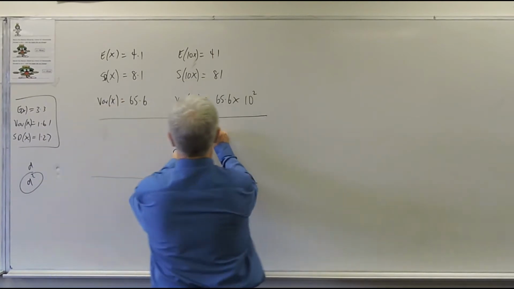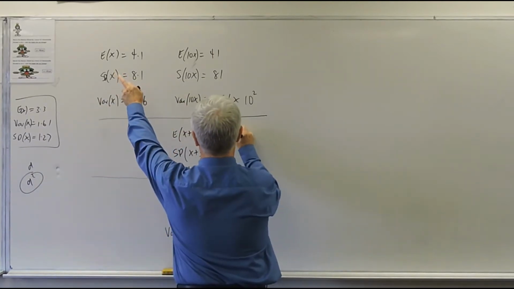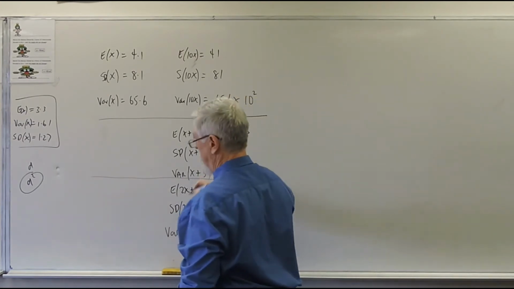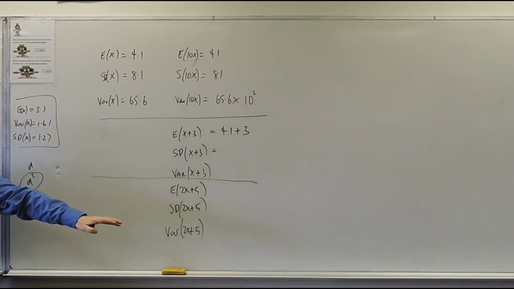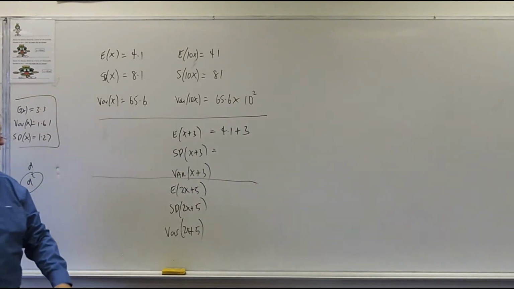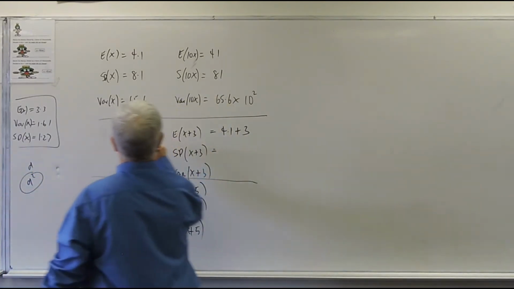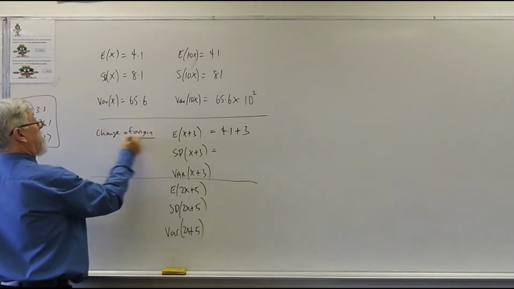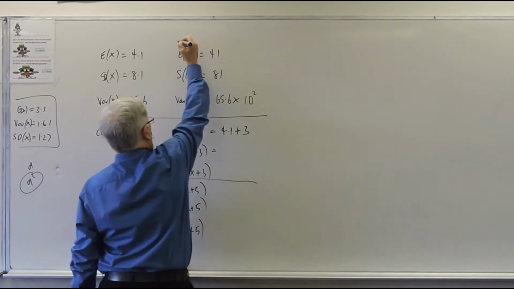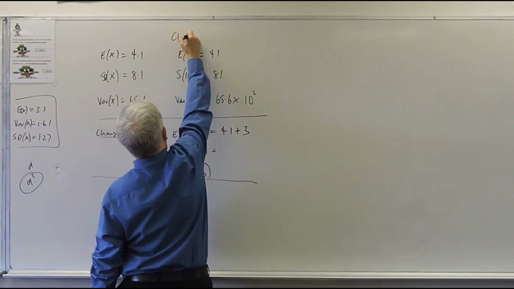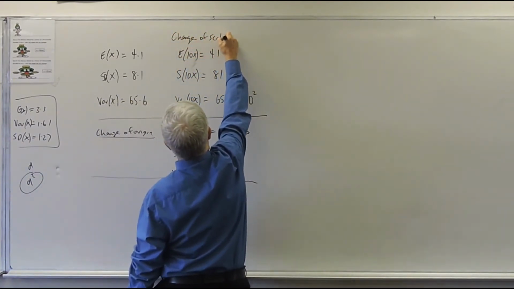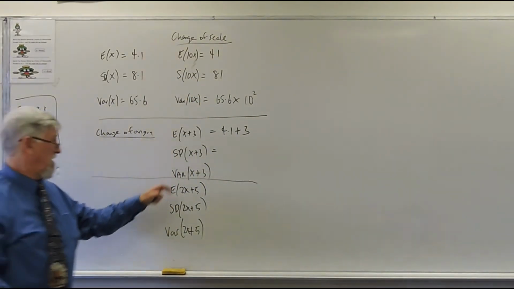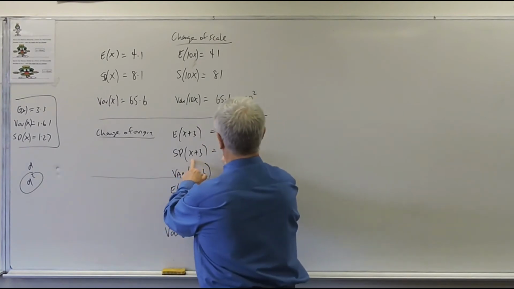So that one is 4.1 plus 3. The standard deviation did what? Did I become more spread? No, I just added 3 to everything. People talk about this one as being a change of origin, whereas this one was a change of scale. The change of scale makes everything bigger, and the origin just moves everything. So the standard deviation stayed the same.